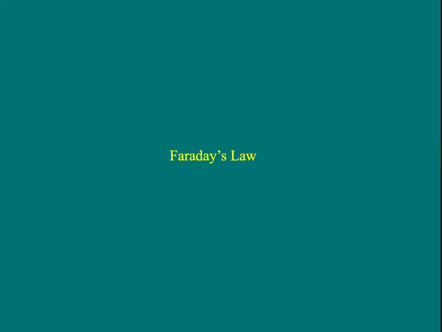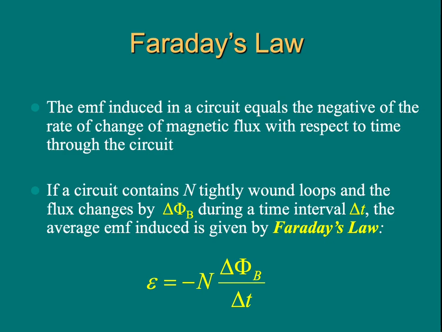We're ready to learn Faraday's law in this lecture after we learned what is magnetic flux. Faraday found out that the EMF induced in a circuit is related to the change of magnetic flux. To be more specific, the induced EMF would be proportional to the rate of change of magnetic flux through the coil. So it's delta phi B over delta t per loop of wire.